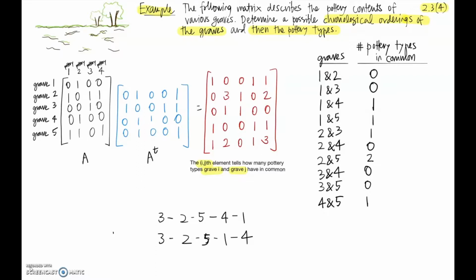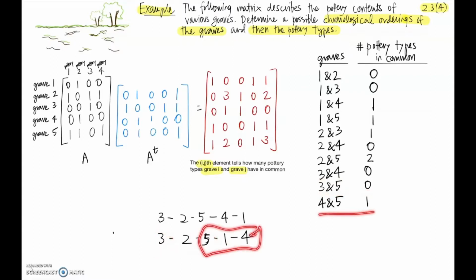Let's double check this. Okay, 1 and 2 should be separated. 1 and 3 should be separated. 1 and 4 should be together. 1 and 5 should be together. 2 and 3 should be together. 2 and 4 should be apart. 2 and 5, of course, need to be together. 3 and 4 need to be apart. They don't share anything. 3 and 5 should probably be apart. And then 4 and 5.